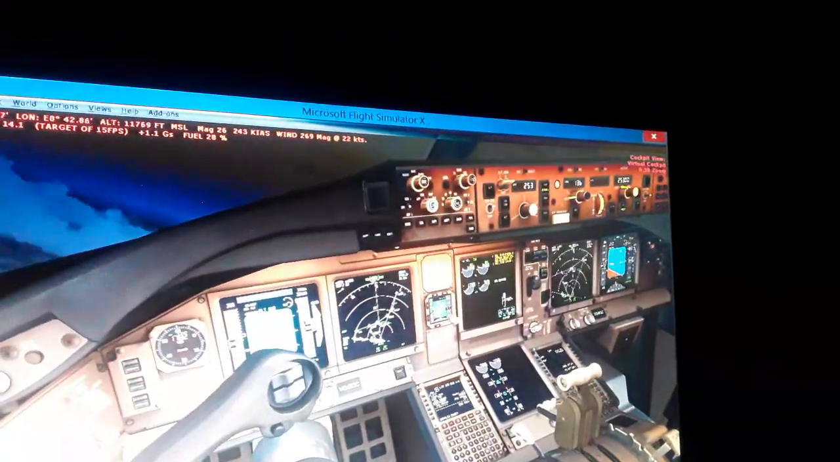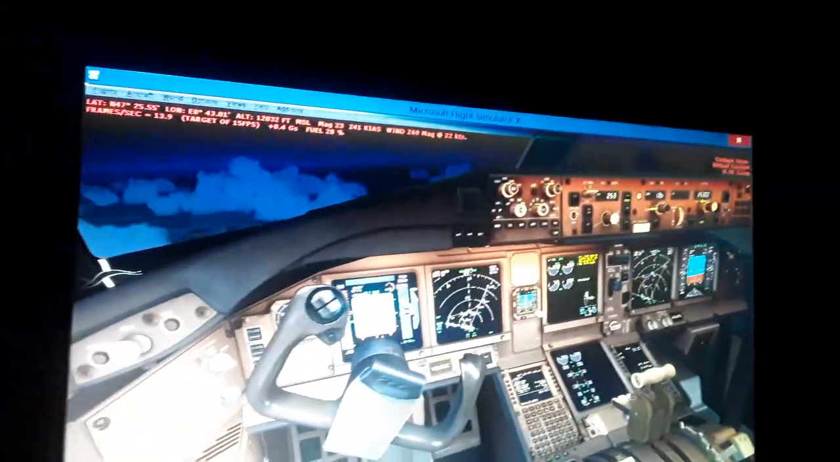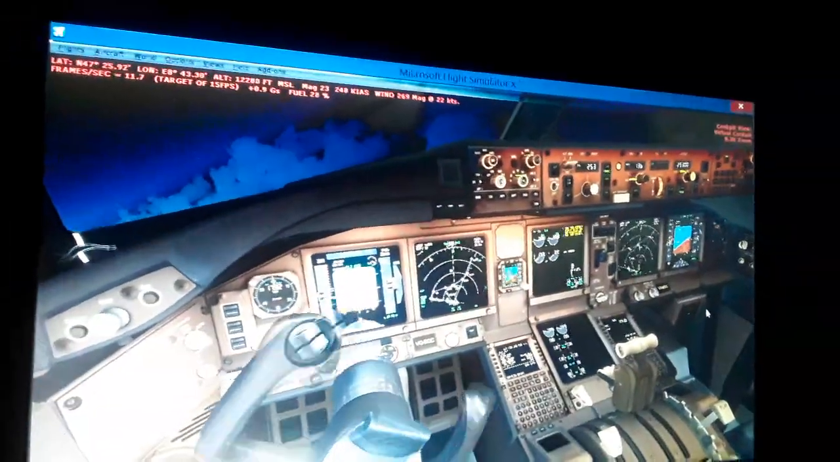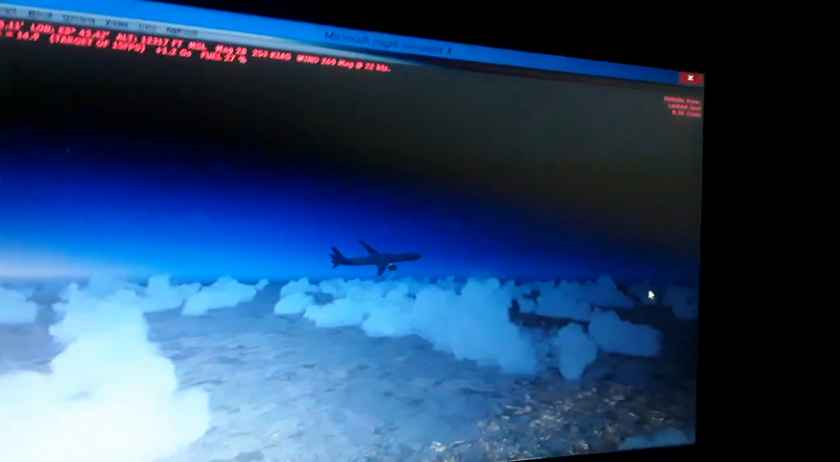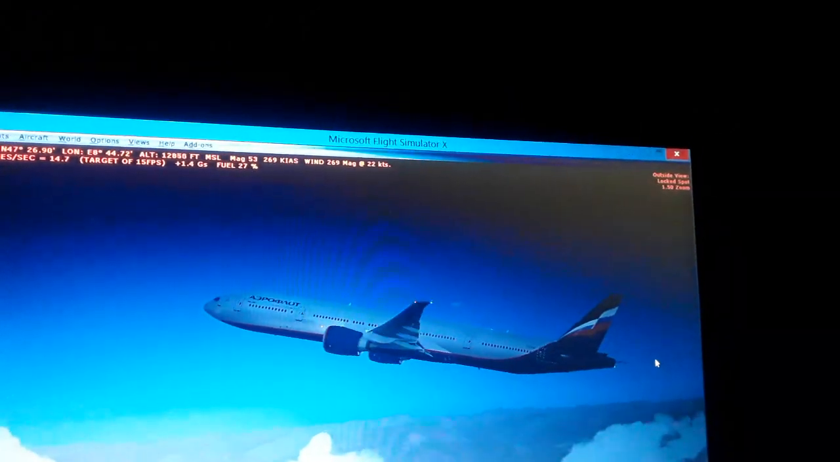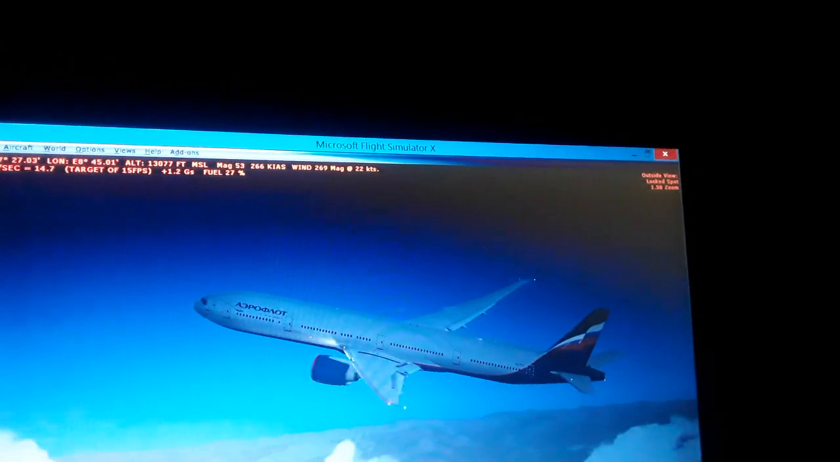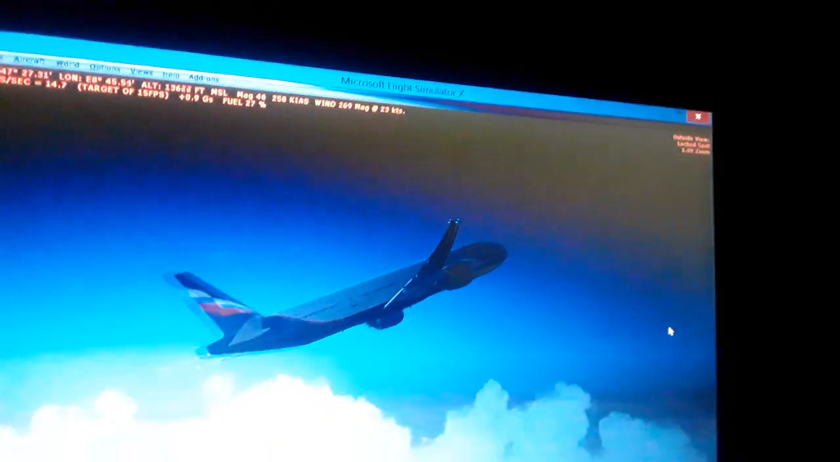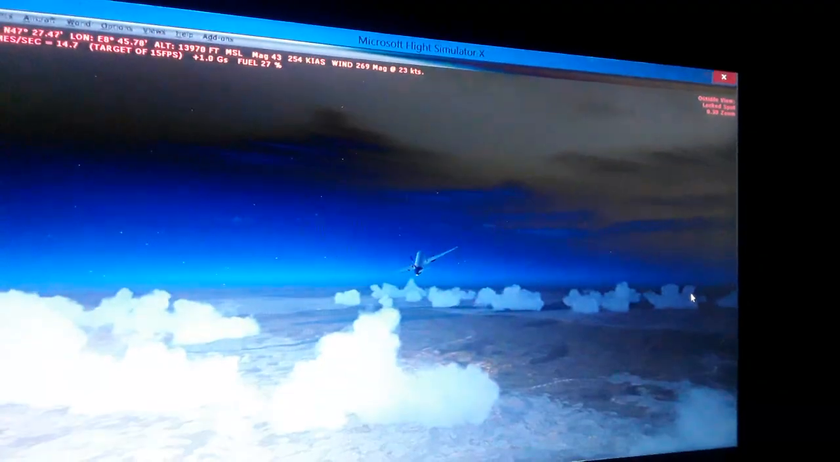So we keep climbing. Pitch down a little bit and steer this way. So we can see the aircraft, the outside view over here. Also make the other side visible over here as we climb. Hope you like also the galaxy.